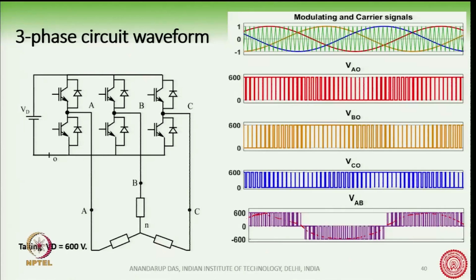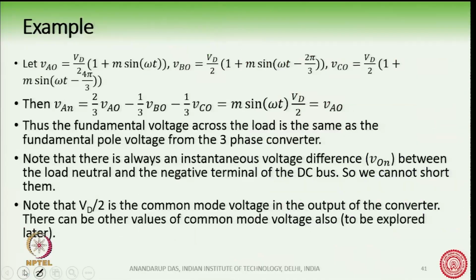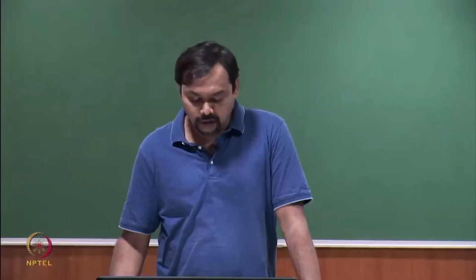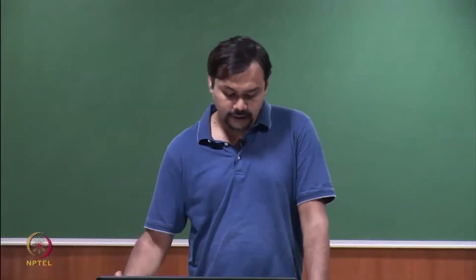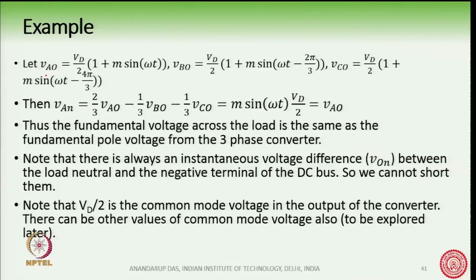Okay. So, here is the fundamental voltage available. Now we can see the expression of VAN, we can find it out. VAO here can be written as Vd by 2 into 1 plus m sin omega t. From the previous slides we have said that this is the fundamental AC voltage, and there is also a DC voltage in VAO.